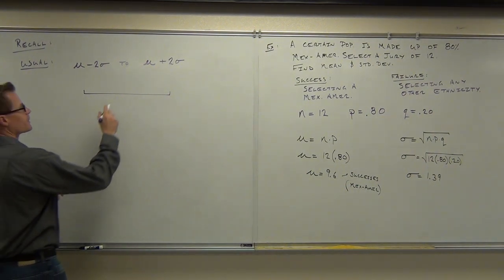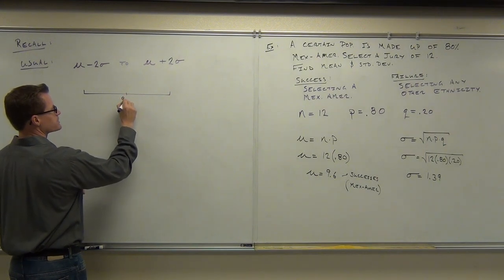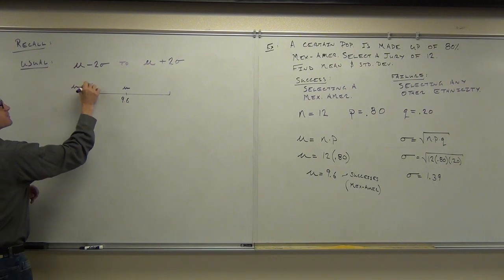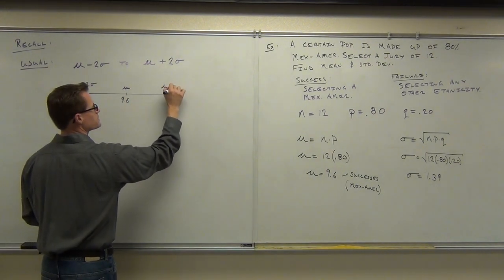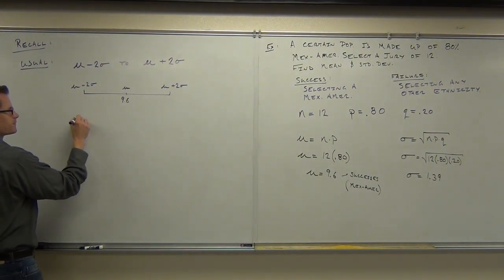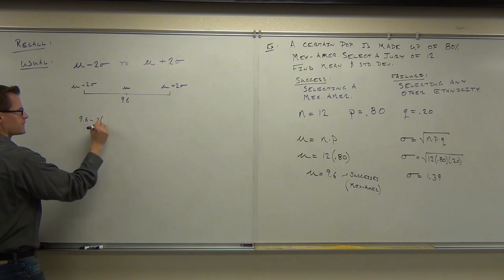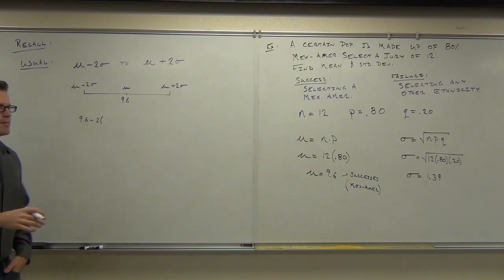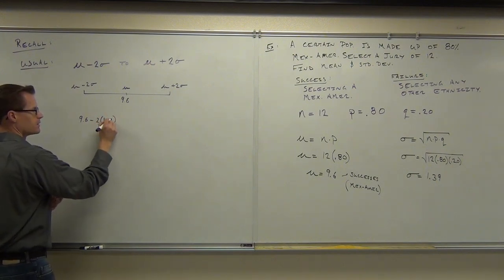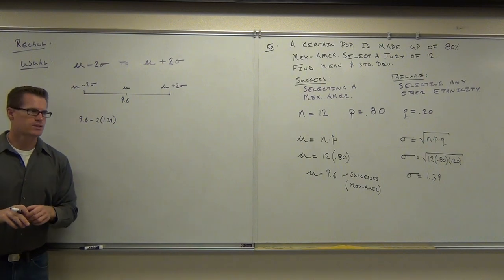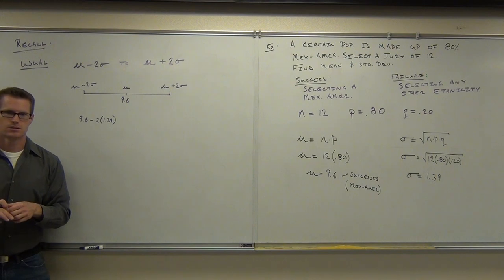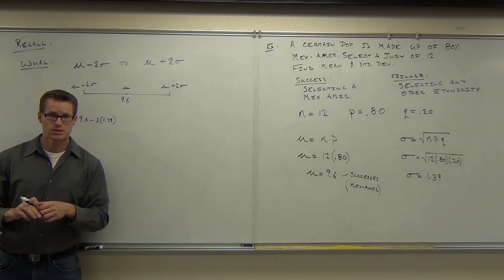Of course, in the middle is going to be our 9.6. That's our mu. We want the mu minus 2 sigma and the mu plus 2 sigma. So we'll take 9.6, that's our mean, minus 2 sigmas, that's 2 standard deviations of 1.39 each. Can you tell me what is 9.6 minus 2 times 1.39? 6.82. Say that one more time. 6.82. Anybody else get 6.82?